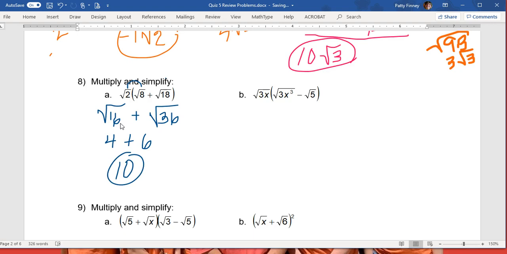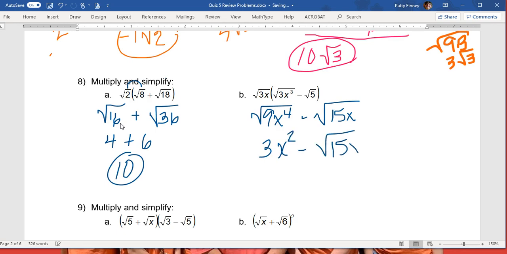We multiply here. The square root of 3x times the square root of 3x to the third is the square root of 9x to the fourth minus the square root of 15x. Now we simplify. The square root of 9 is 3. The square root of x to the fourth is x squared. No perfect squares there.